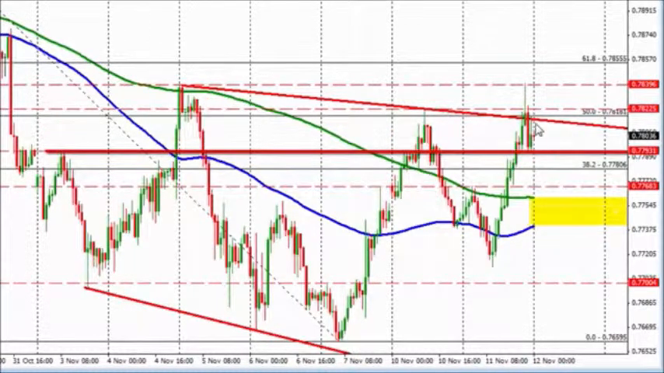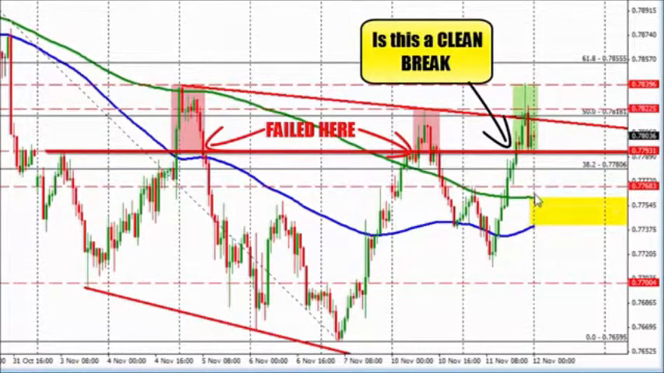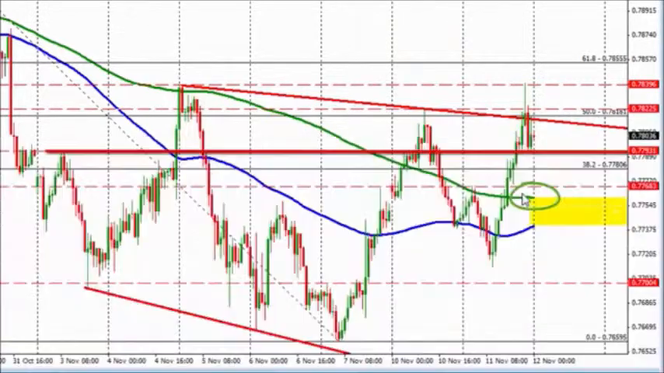As long as we stay above the 93 level, that's going to be more bullish for the New Zealand versus US dollar. If we move below it, look for a rotation back down toward the 38.2, and then we'll watch the 200-hour moving average. I expect to see buyers right here in the New Zealand versus US dollar overnight if we go lower.